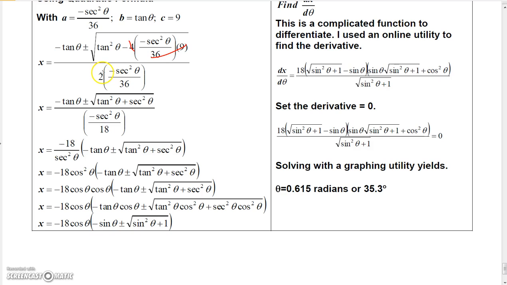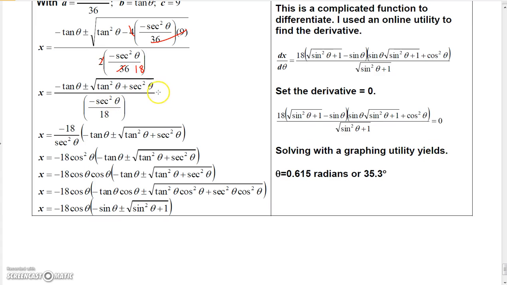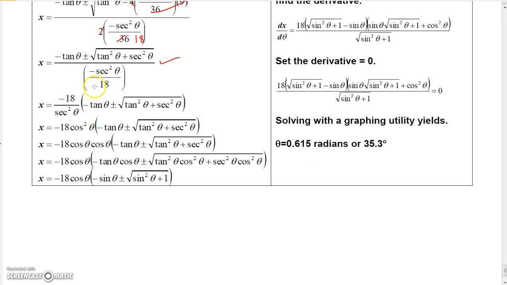Now, on the bottom, 2 goes into 36, giving me 18. So I'm going to have minus secant squared over 18. Now, in the next step after this one, I'm just going to flip this over and multiply. So if I flip it over and multiply, then I get negative 18 over secant squared times all this. But secant squared is actually cosine squared.